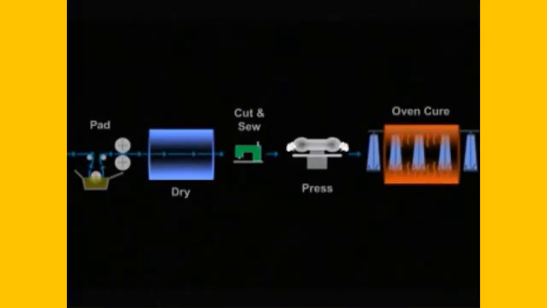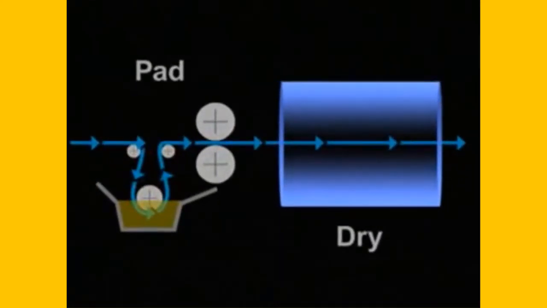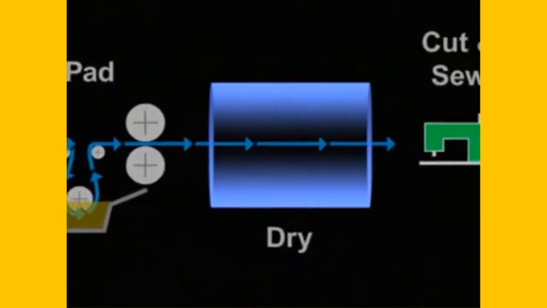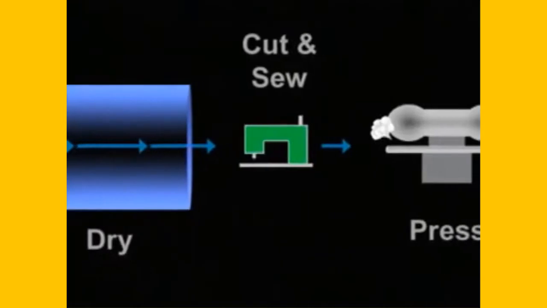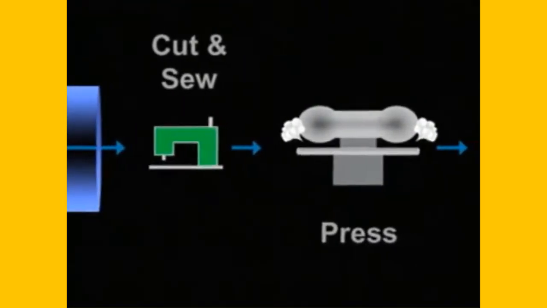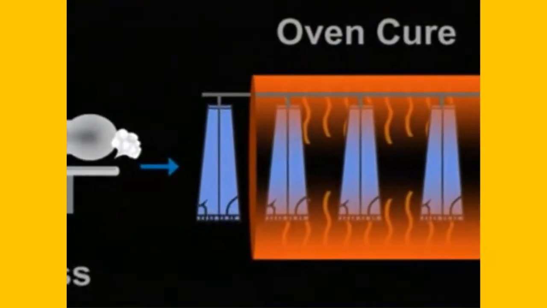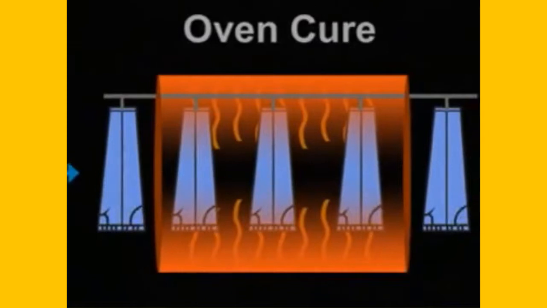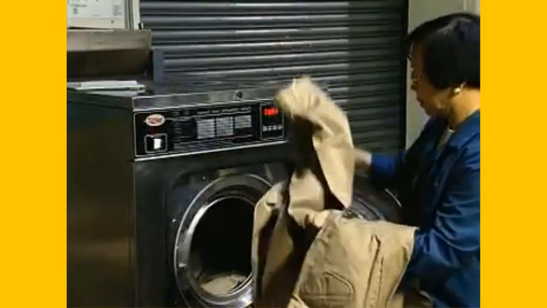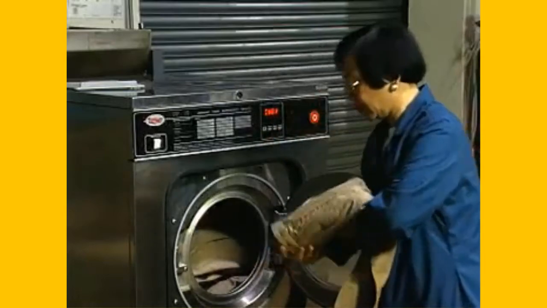In the post-cure process, the order of events is different. It begins the same way, by padding on the resin and drying the fabric at a low temperature. Next, the garment is cut and sewn. The desired creases or pleats are firmly pressed into the garment. As the final step, the treated garment passes through an oven to cure at higher temperatures, so creases are more permanent. Instead of applying finishes to fabrics, resins can be applied to a completed garment.